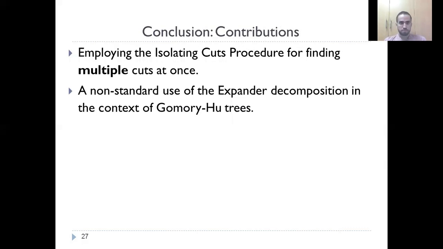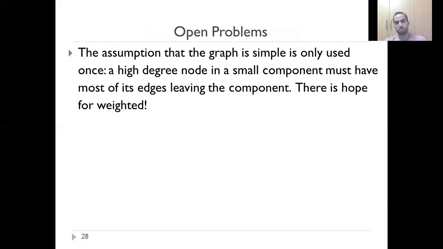Now the conclusion. The first contribution is that we employ the isolating cuts procedure for finding multiple cuts at once. This was not known before. And the second contribution is a novel use of the expander decomposition in the context of Gomory-Hu trees. And the main open problem is to find a new algorithm or a conditional lower bound or essentially anything for the weighted case. Nothing other than the Gomory-Hu algorithm is known.